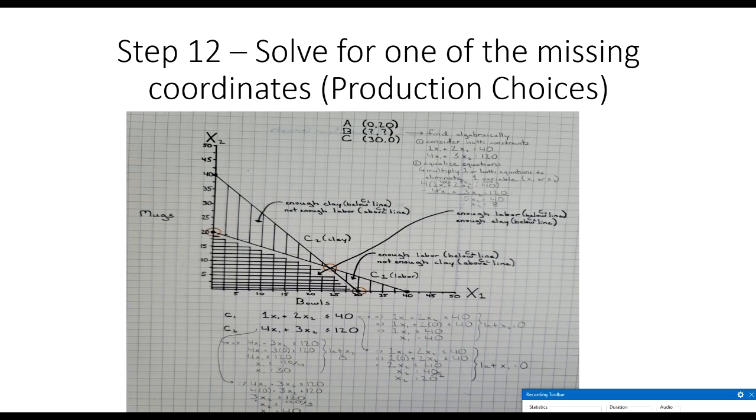We guessed 7.5 from our picture. The actual answer is 8. So one of our optimal choices will be producing 8 bowls. Next, we go to step 13.